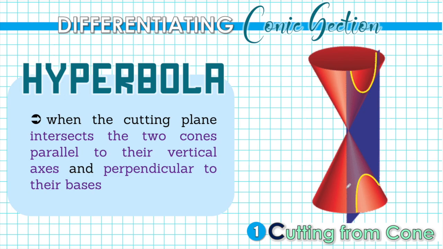As for the hyperbola, the only conic section that intersects both of the cones is a hyperbola. It is formed when the cutting plane intersects two of the cones parallel to their vertical axes and perpendicular to their bases. As I've told you earlier, this is the vertical axis. If the plane cuts the double-napped cone parallel to the axis and perpendicular, or forms a 90-degree angle with the base of the cones, then we can assume that it forms a hyperbola. So this is how we differentiate conic sections based on the cuts of the planes.